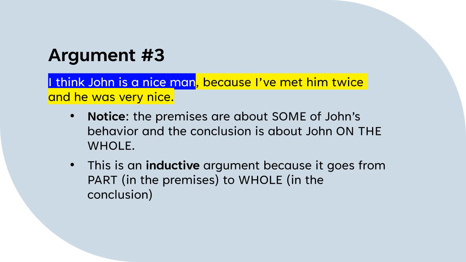Let's look at another argument. I think John is a nice man because I've met him twice and he was very nice. Notice what's going on here. We're talking about some of John's behavior. Two times I met him, he was nice. And then the conclusion is about John on the whole. In general, John is a nice man. Right? So you see how it has that part to whole. Part of his behavior was nice. To the whole, in total, John is a nice man. Okay, so that's inductive because we go from part in the premises to whole in the conclusion.